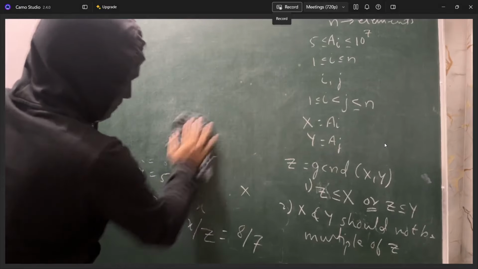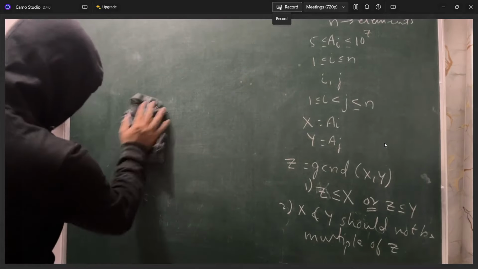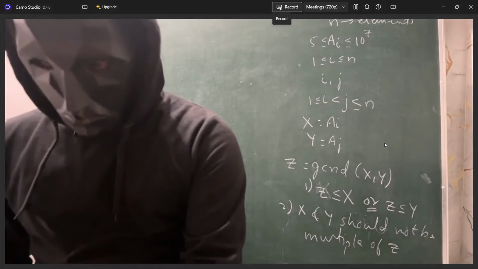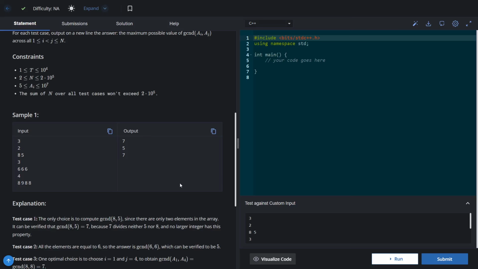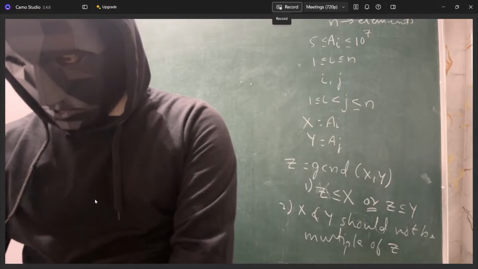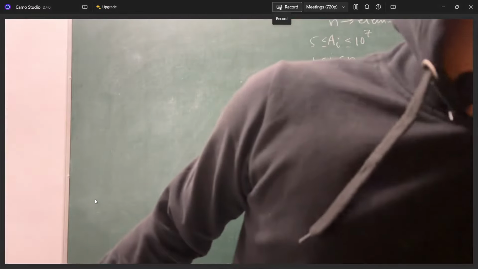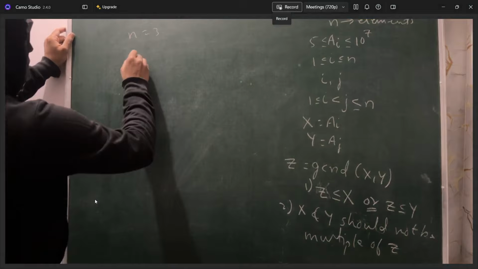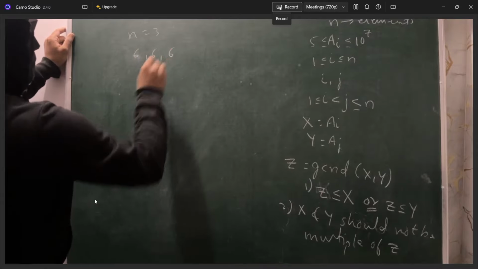I think you have understood, right? So in the first example, the answer is 7. Let's try to take the second example. We have 6, 6, 6. Just give me a second. So in the second example, n is 3 and elements are 6, 6, 6, right?